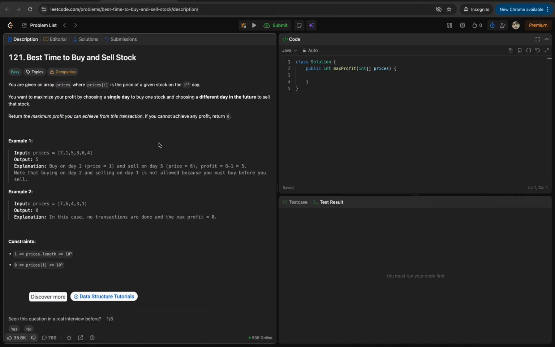Next question is, best time to buy and sell the stocks. You are given an array prices where prices[i] is the price of a given stock on the ith day. You want to maximize your profit by choosing a single day to buy one stock and choosing a different day in the future to sell the stock. Return the maximum profit you can achieve. If you cannot achieve any profit, return 0.